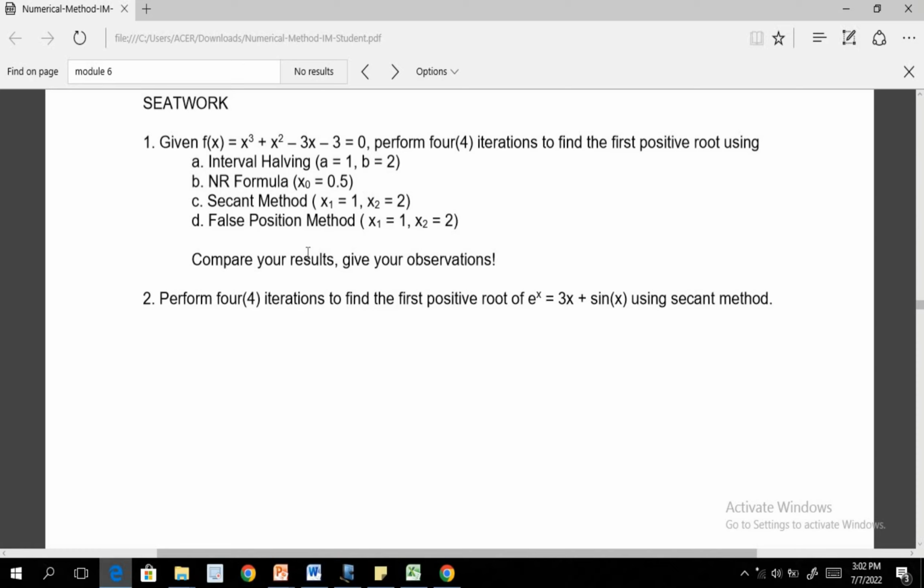Okay? Then, for item number 2, perform the 4 iterations to find the first positive root. Okay, sorry. Kindly correct itong problem 2. Find the first positive root of e raised to x equal to 3x plus sine of x. Use the secant method to determine the root of this function. Okay? Ulitin ko po dito sa may second na item. Use the secant method. Okay?